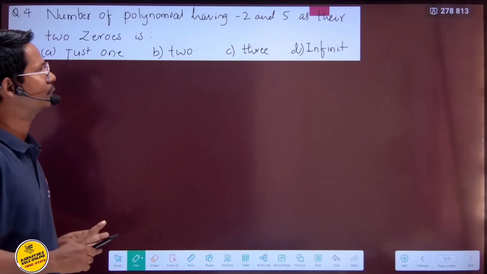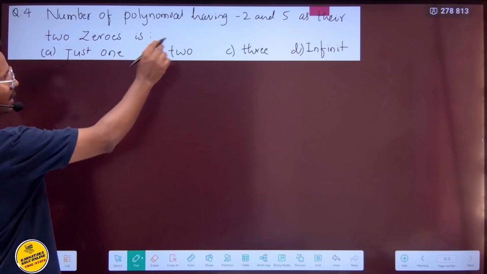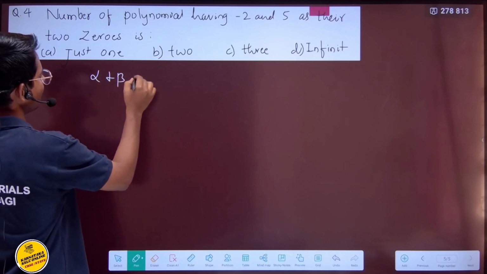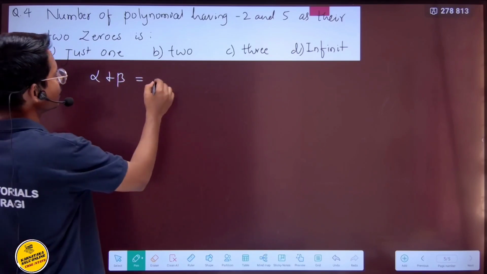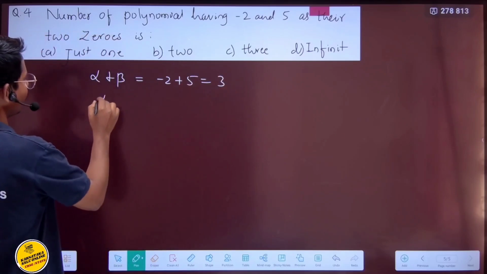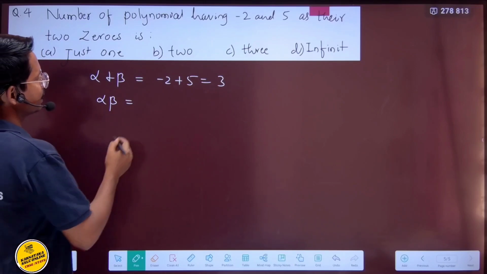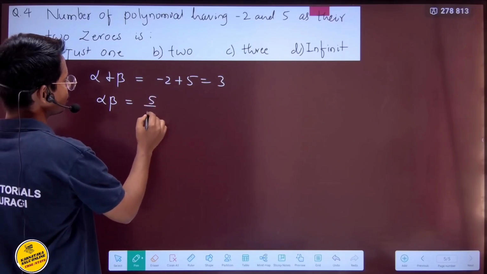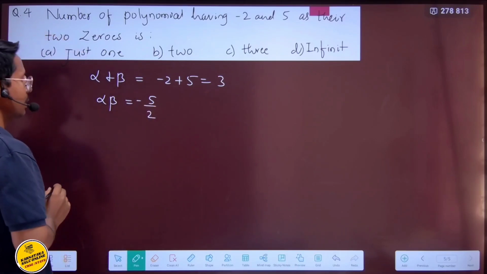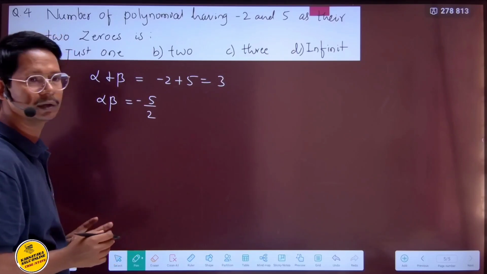For that, what you need to understand is, first you find the sum of zeros and the product of zeros, as they have given two zeros. We know the sum of zeros is alpha plus beta, so it is minus 2 plus 5, you will get 3. And the product of zeros, which is c by a, so here it is 5 by minus 2, so minus you can take to the numerator, it is minus 5 by 2.